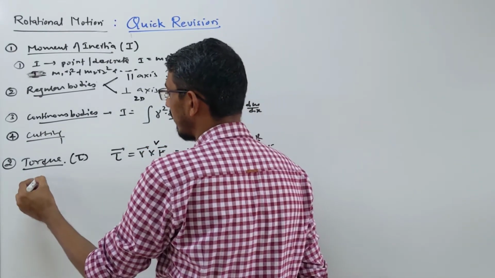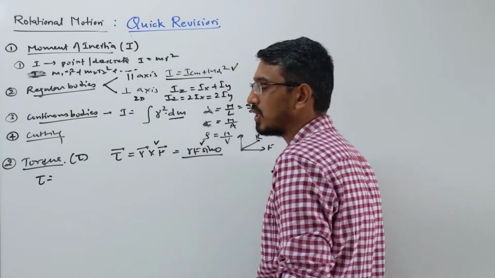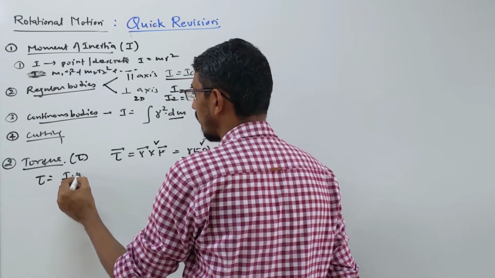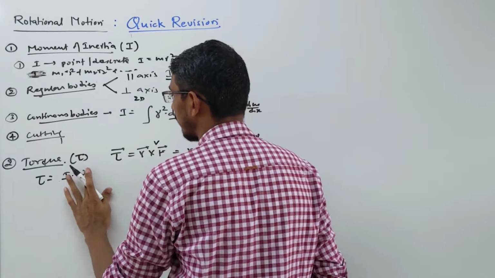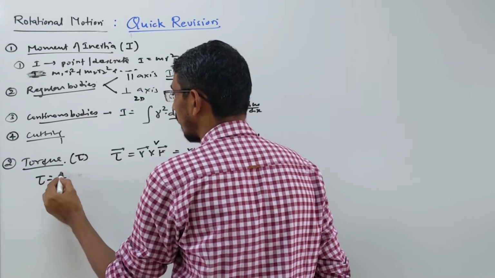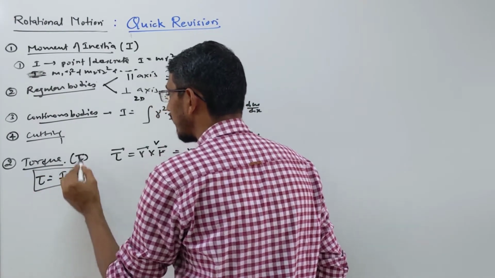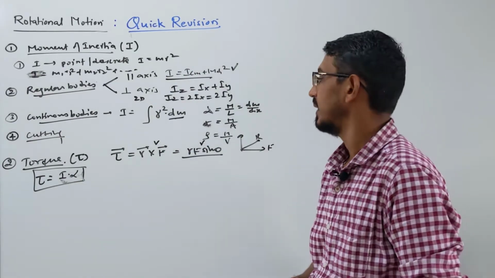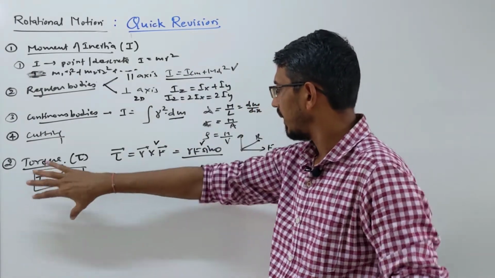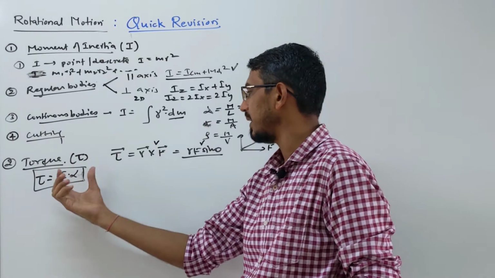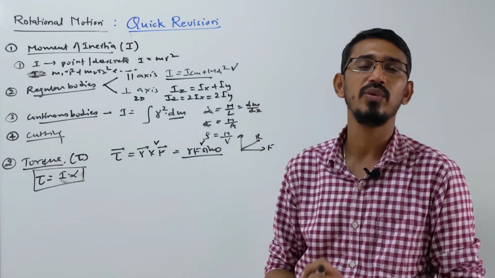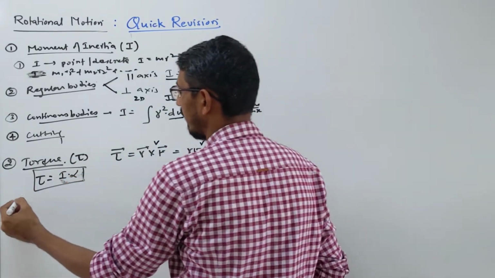Then you know that torque you can also write in terms of rotation, that's I into alpha. That's inertia into angular acceleration, right? Yes. And then we have seen mainly here the principle of equilibrium, rotational equilibrium, we will talk about in this topic, right?